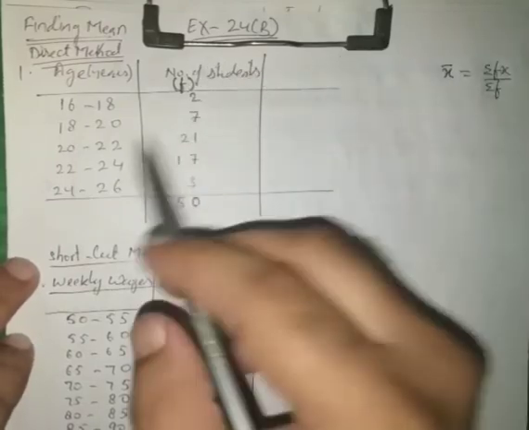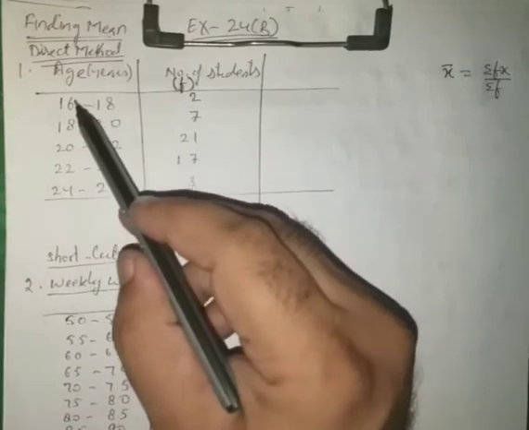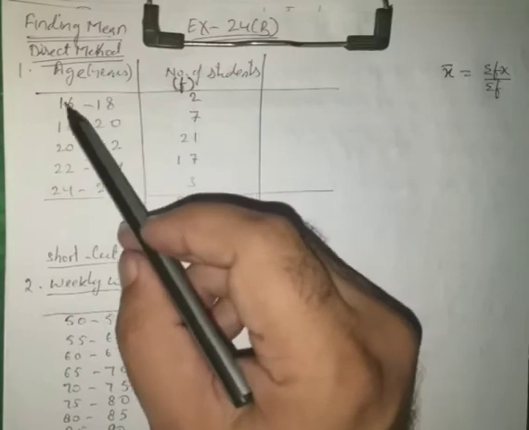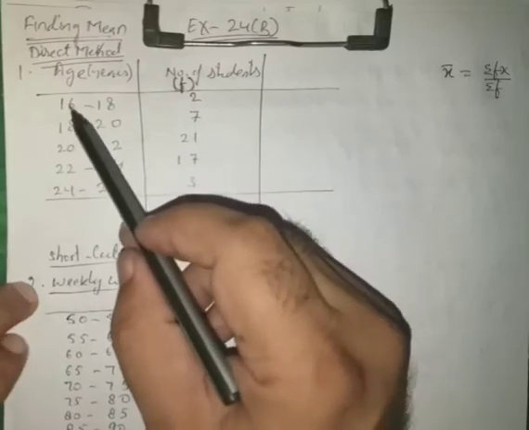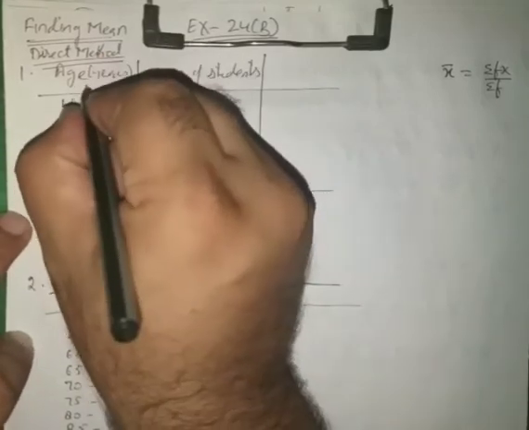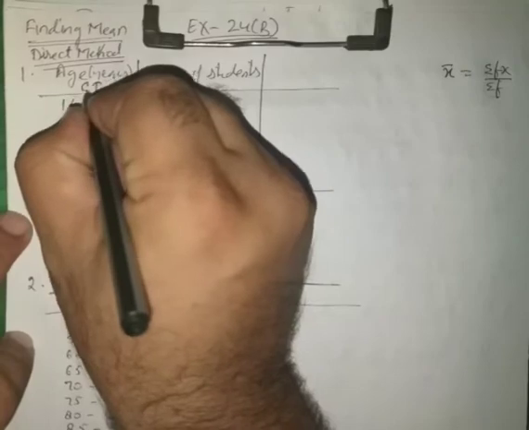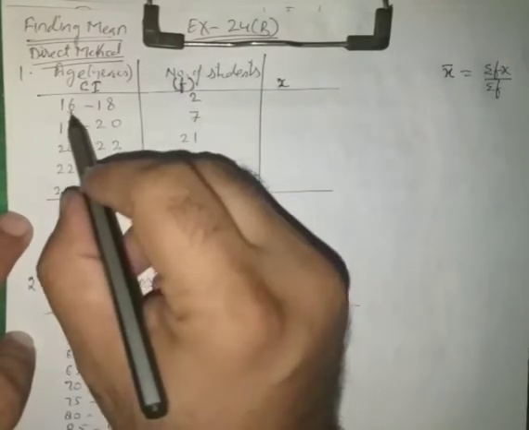And for x, if the data is not given in direct form, meaning the value is not given, then we will use x as the class mark. The class mark is the middle value of the class interval. So this data is given in the form of class intervals, and what I need now is x. So x will be the midpoint of each interval.